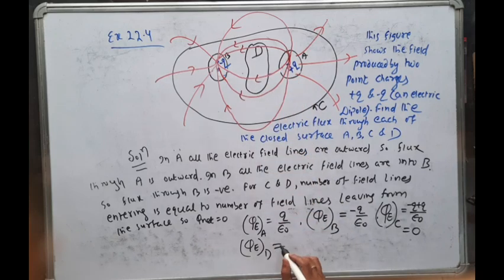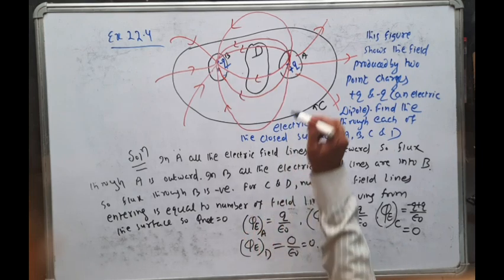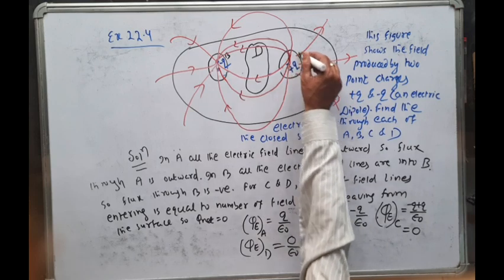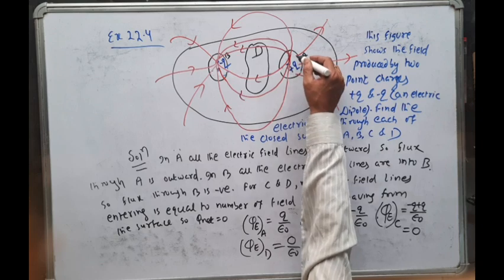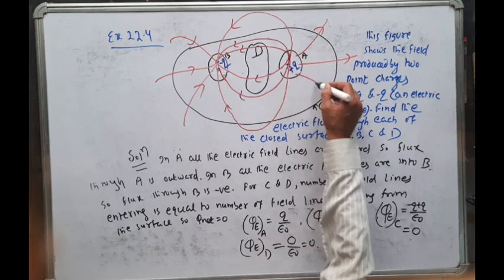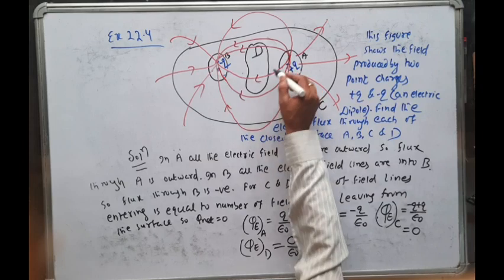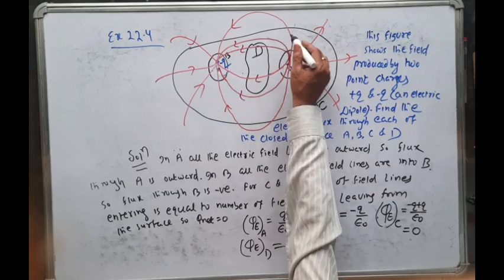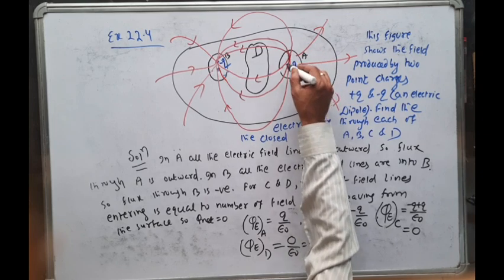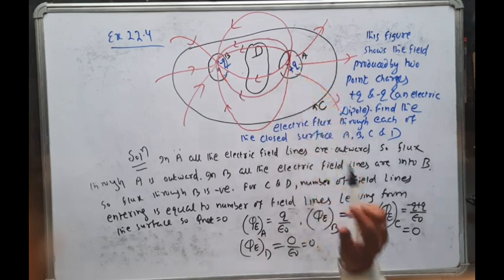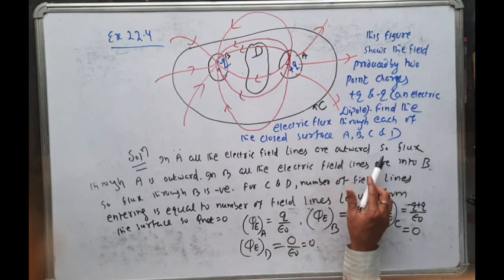So the total flux through the D surface is 0. This is a mathematical expression using Gauss law. From the fundamental concept, you see, in the A surface there is only positive charge plus Q, so the electric field is always away from the positive charge body. These are the lines of force. This red color indicates the lines of force which are coming out from this surface. So that's why the electric flux is outward.